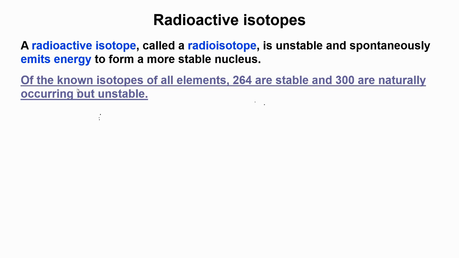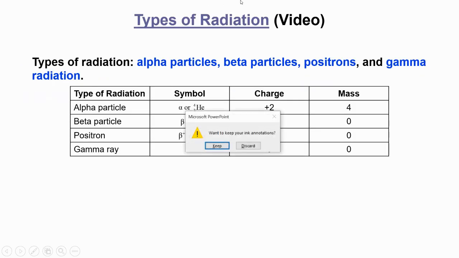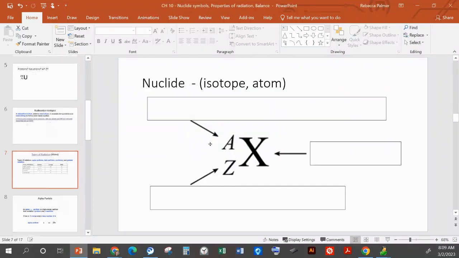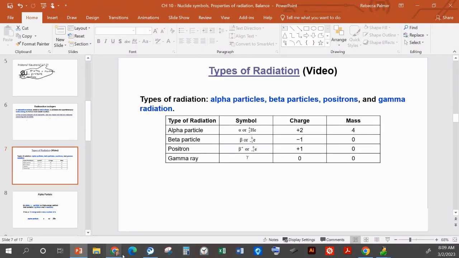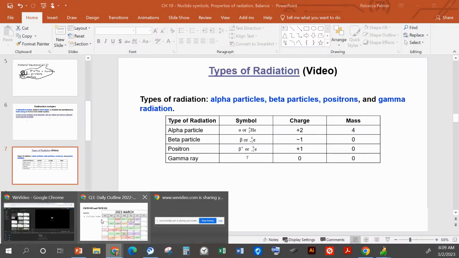Okay, the next thing we're going to talk about is radioactive isotopes. A radioactive isotope is just an isotope that is unstable and spontaneously decays. And this is just a fun fact. Of the known isotopes of all elements, 264 are stable, 300 are naturally occurring but unstable. So that's kind of interesting, but you don't need to know that.